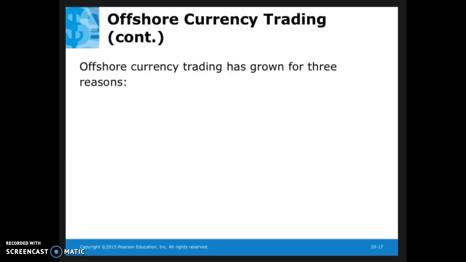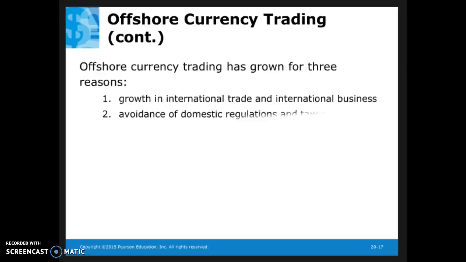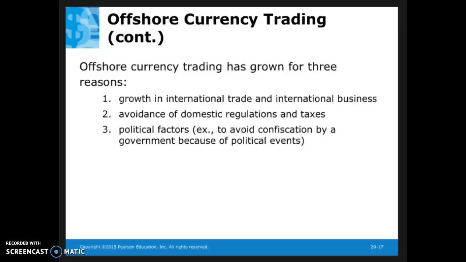Offshore currency trading has grown for three reasons. One is growth in international trade. Second, which is the biggest, is called tax flight, which is the avoidance of domestic regulations and taxes. And third is political factors, to avoid confiscation by a government because of political events. So if you think your country is about to go through a coup or a revolution or a civil war, you're likely to stash your assets offshore so they're not going to be confiscated.